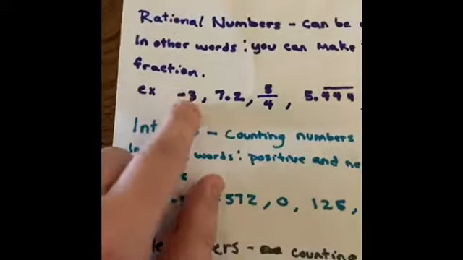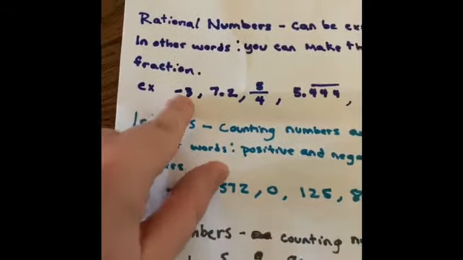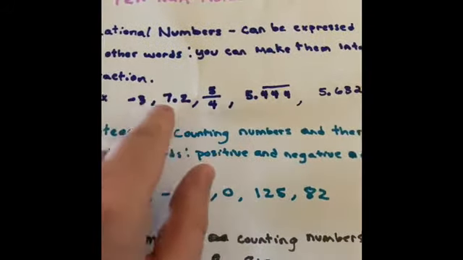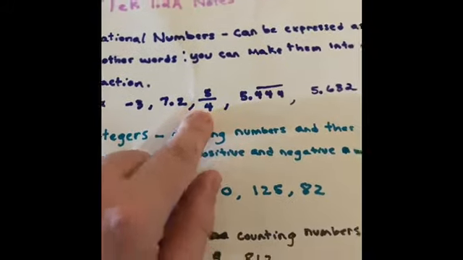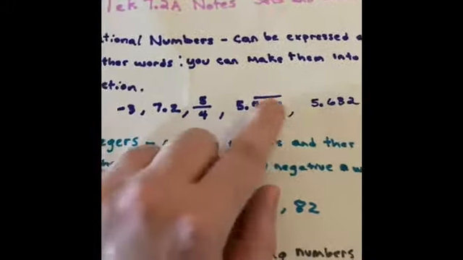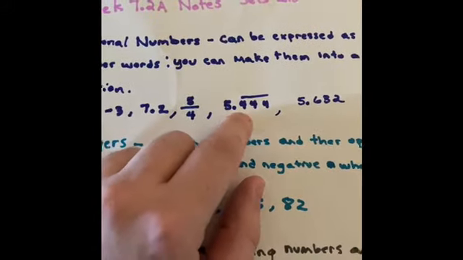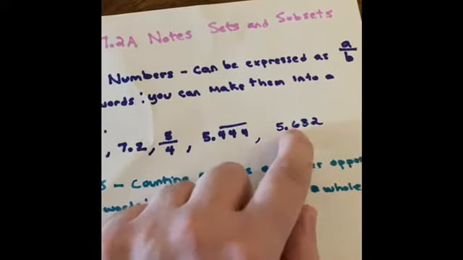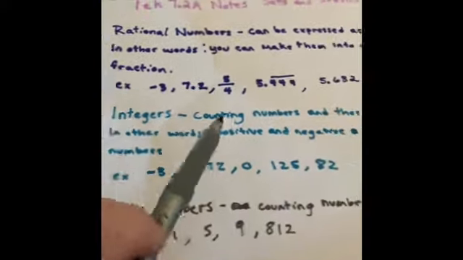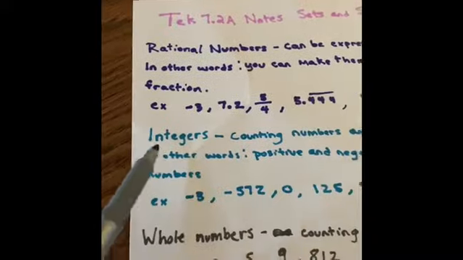But a rational number can be a negative number, a positive number with a decimal, fractions, but most importantly, what you need to remember is that it can also be a number that repeats or a number that terminates, which means it finishes. Next, we have integers, which are counting numbers and their opposites.